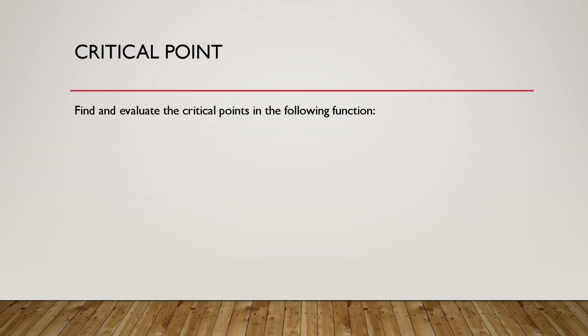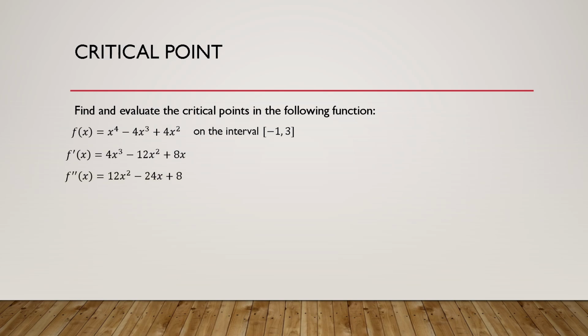Now let's combine what we know to find and evaluate the critical points of the function f of x equals x to the fourth minus 4x cubed plus 4x squared on the closed interval -1 to 3. First, we find f prime equals 4x cubed minus 12x squared plus 8x. Also, the second derivative equals 12x squared minus 24x plus 8.